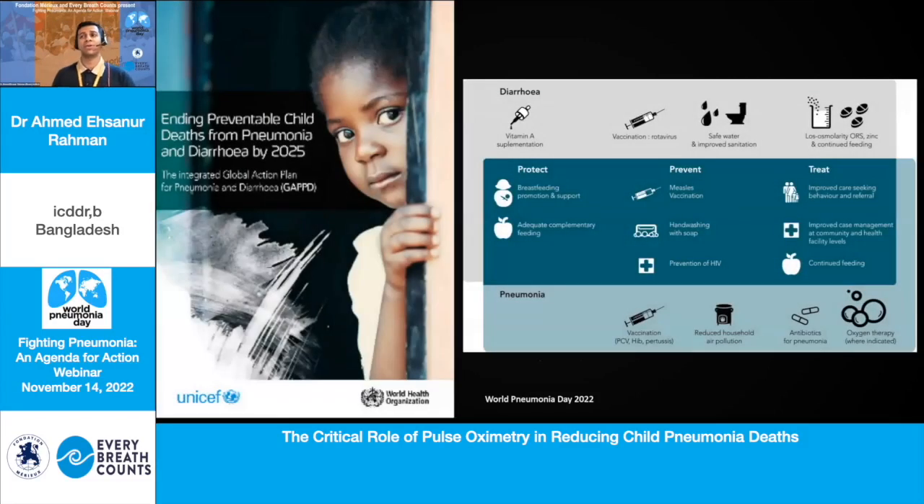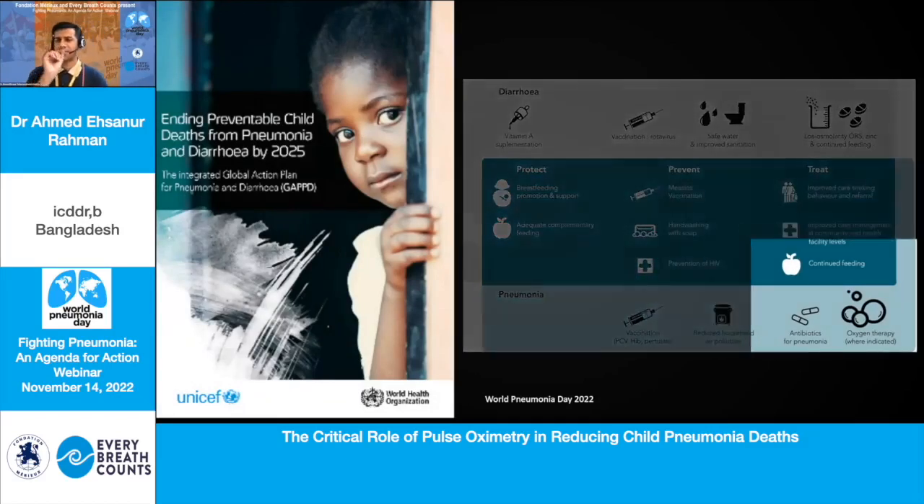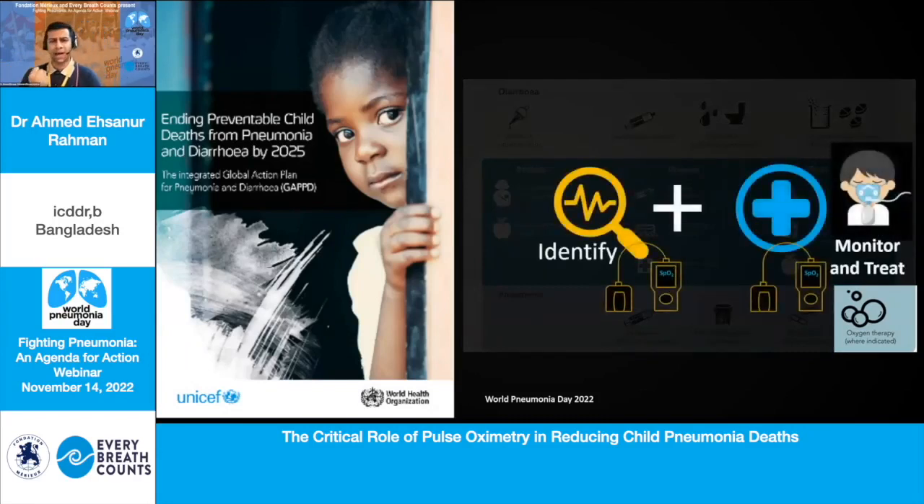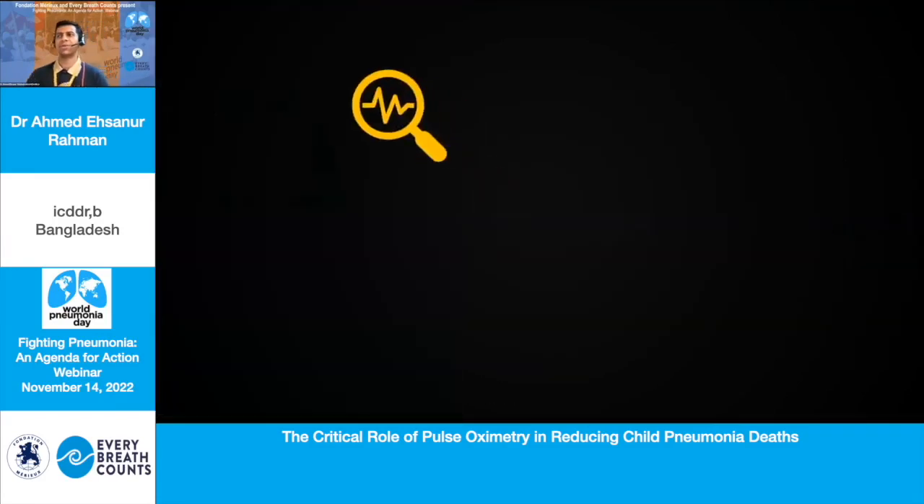The next question is, what can we do? Actually, we know what to do. We have talked about the Ending Preventable Child Deaths from Pneumonia and Diarrhea pledge. We have the Prevent, Protect, and Treat framework. In that framework, the corner box was oxygen therapy. In oxygen therapy, we have to identify children who are suffering from hypoxemia, monitor them, treat them, and give them oxygen. To do so, one of the really important tools that we have is pulse oximetry.